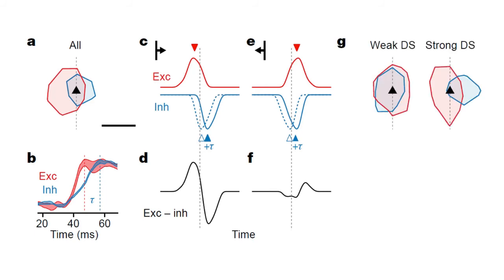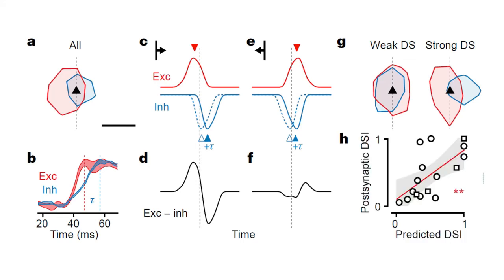For each of the 16 cells, this excitatory to inhibitory offset was measured. And this was used to predict the strength of the direction selectivity. This plot shows that the predicted strength of direction selectivity, predicted based upon the connectivity, was well correlated with the actual measured strength of direction selectivity of those cells.